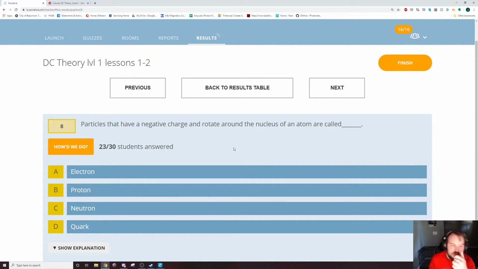Particles that have a negative charge and rotate around the nucleus of an atom are called electrons. You might have heard of the electron cloud in high school. That is where they hang out. Electrons are what we are mainly concerned with in electrical work. The movement of electrons is electricity.